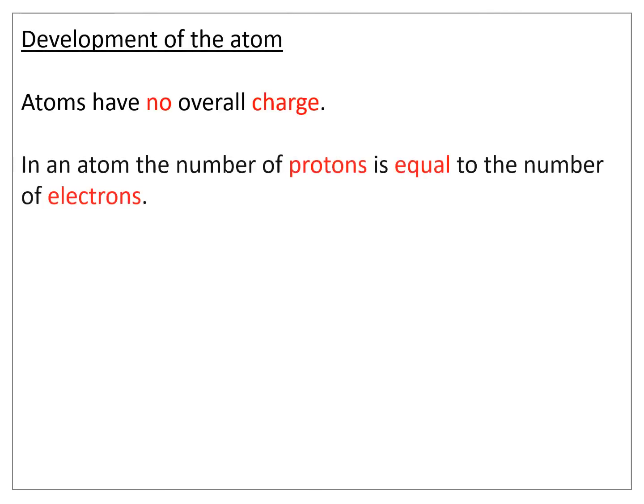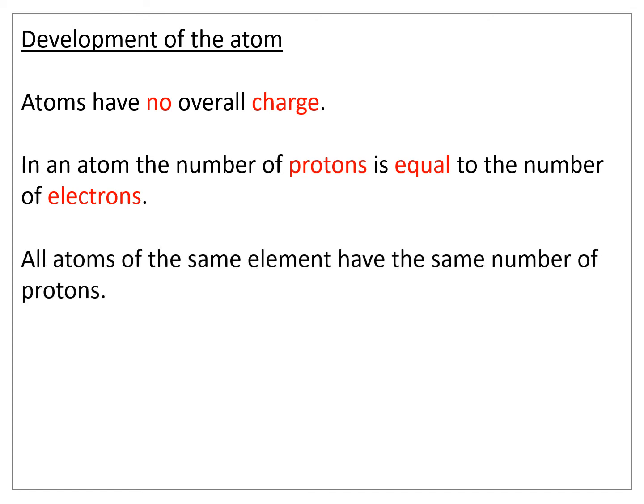So let's look at this modern structure of the atom. Atoms have no overall charge. In an atom, the number of protons is equal to the number of electrons. Now, all atoms of the same element have the same number of protons. And here's that structure of the atom. Nucleus in the middle, neutrons and protons, and electrons on the outside. But there's no overall charge because they have an equal number of protons and electrons.